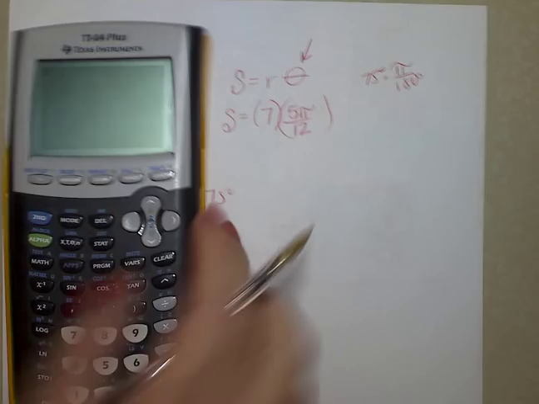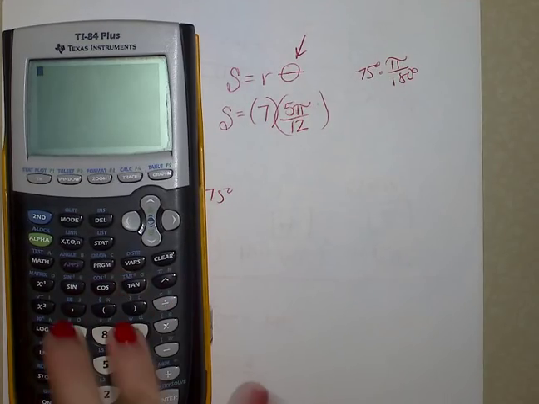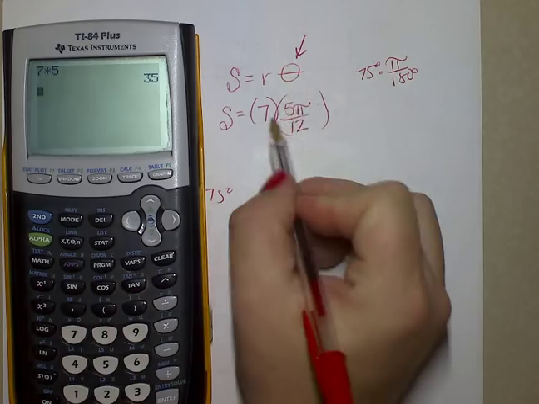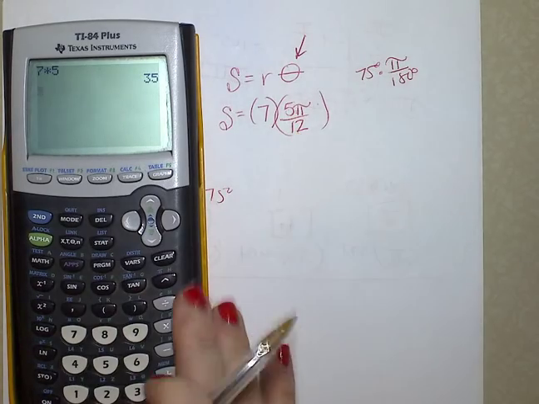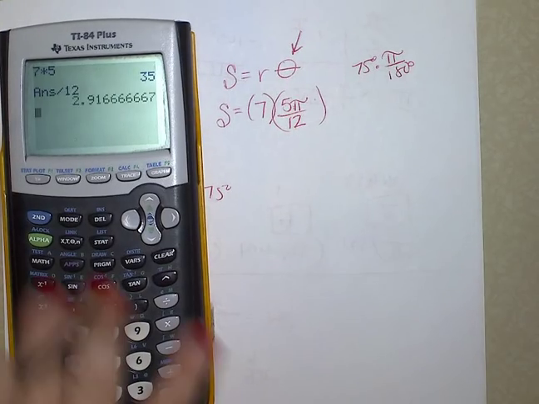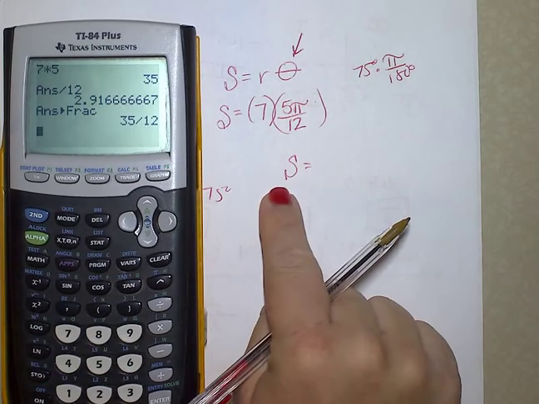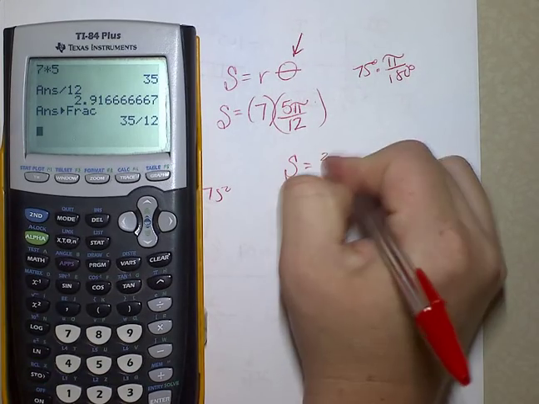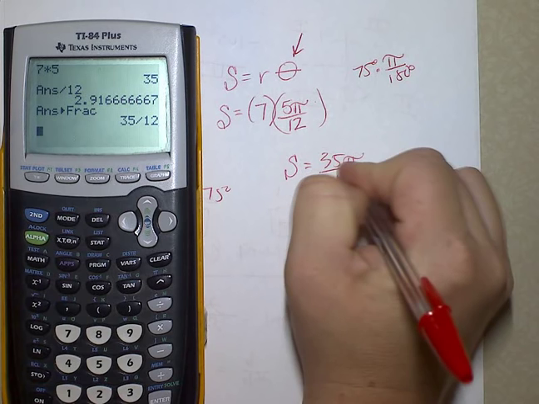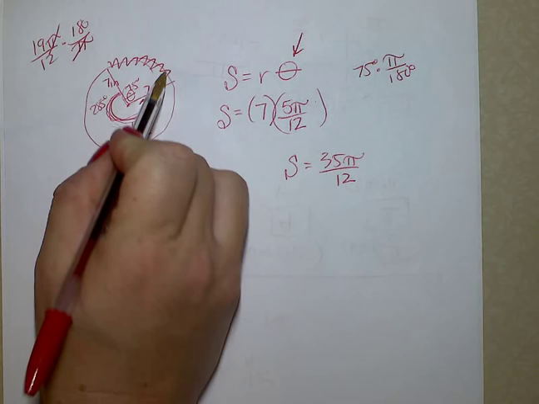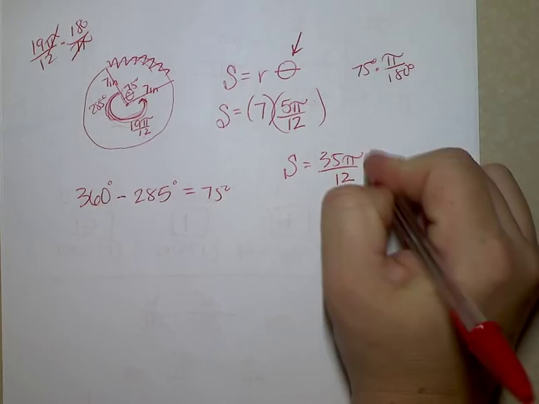I'm going to take 7 times 5 on top, which is 35. And I'm going to divide it by 12 on the bottom. And then I'm going to reduce the fraction. It does not reduce. So the arc length is 35 pi over 12. I go back and go, okay, this is a distance. It's a distance in terms of inches.